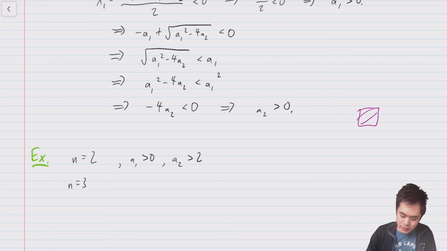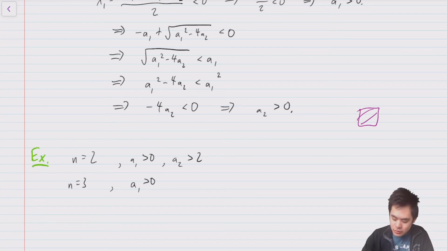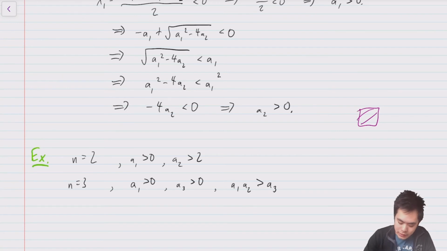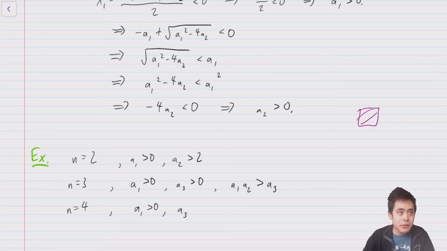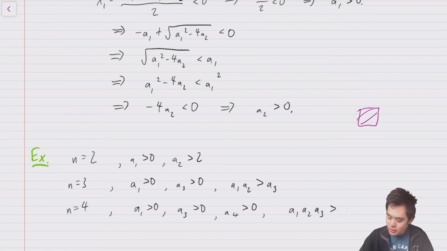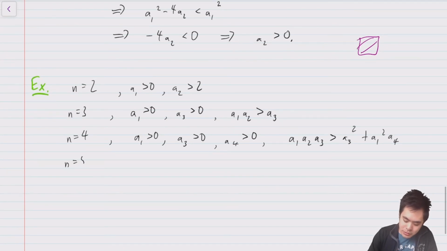For n equal to 3, well, the condition after you take the determinants actually ends up becoming a1 is greater than 0, you need a3 to be greater than 0, and you need a1 a2 to be greater than a3. For n equal to 4, you end up with a1 is greater than 0, a3 is greater than 0, a4 is greater than 0, and a1 a2 a3 is greater than a3 squared plus a1 squared a4. Yeah, that looks like what I have in my notes. For n equal to 5, it becomes super complicated.